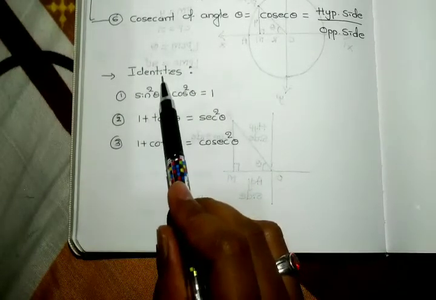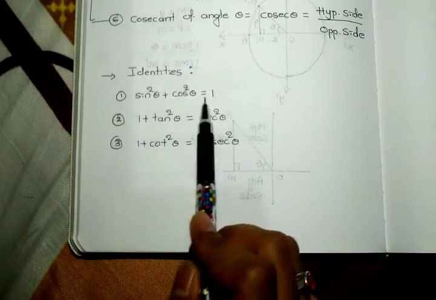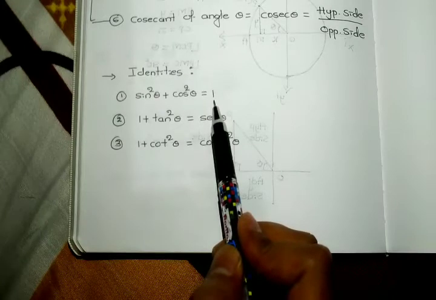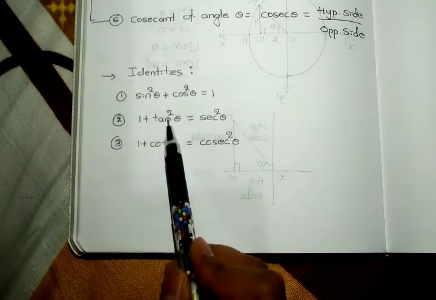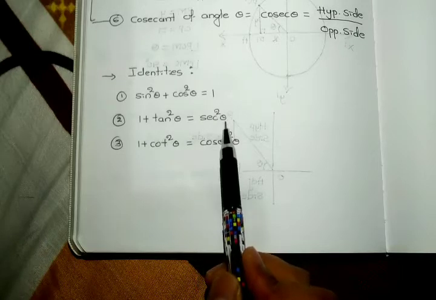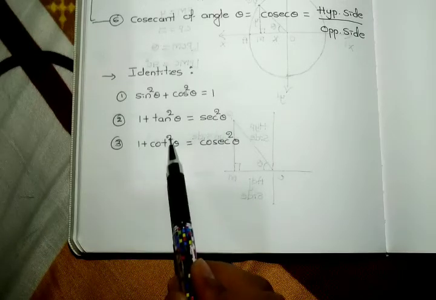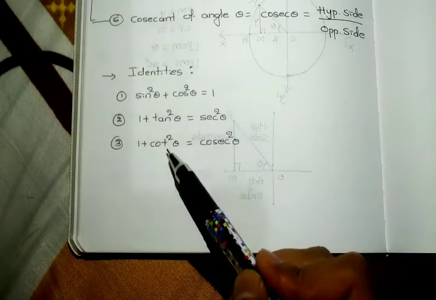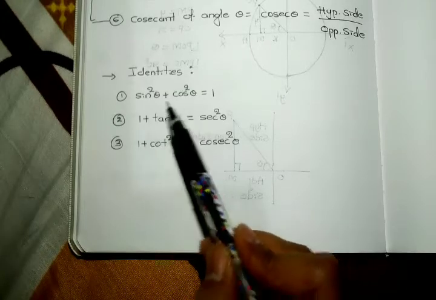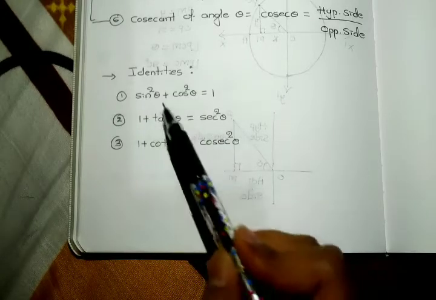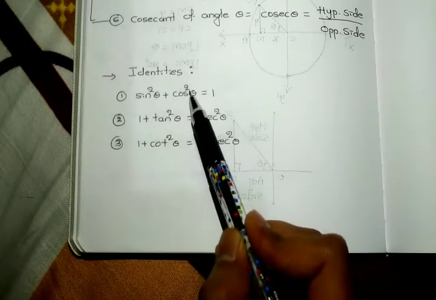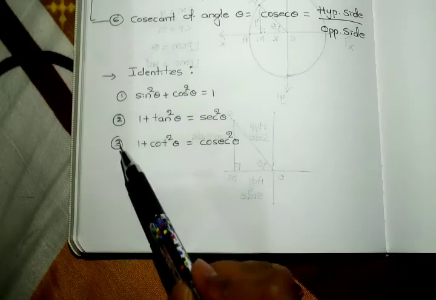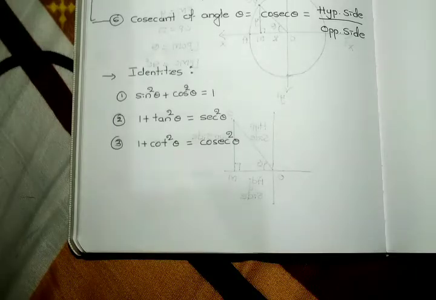Next, identities. In that first one, remember this standard formula, sin square theta plus cos square theta is equal to 1. Second, 1 plus tan square theta is equal to sec square theta. And third one, 1 plus cot square theta is equal to cosec square theta. For all these 3, proof is there, but for your syllabus, proof is not there. Only you need to remember the formulas. So first is sin square theta plus cos square theta is 1, 1 plus tan square theta is equal to sec square theta, and 1 plus cot square theta is equal to cosec square theta.